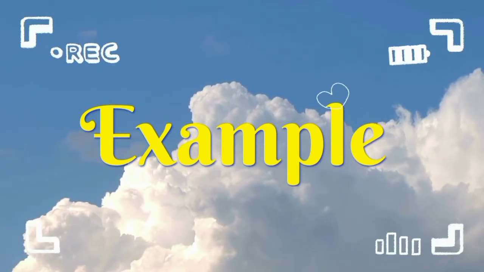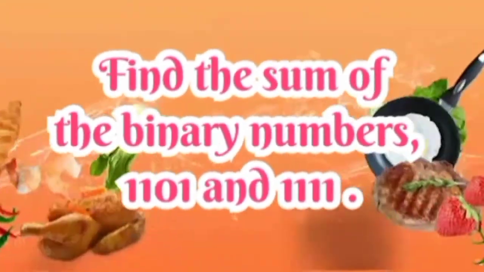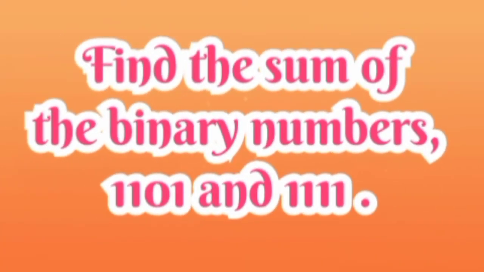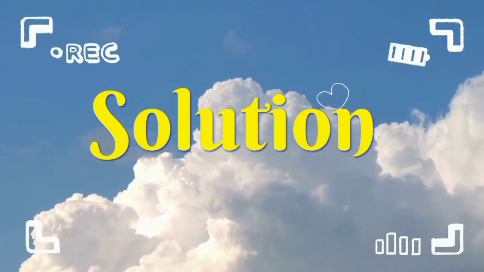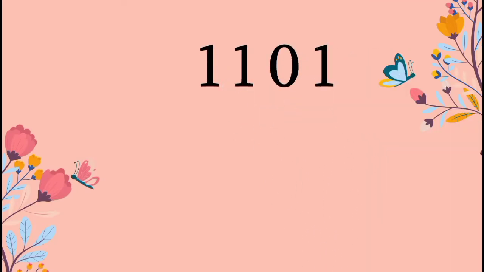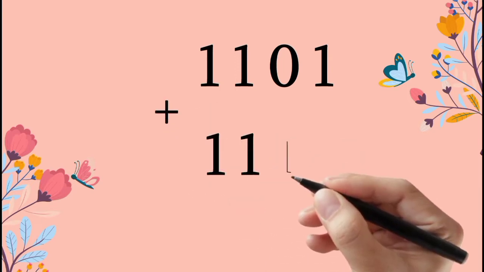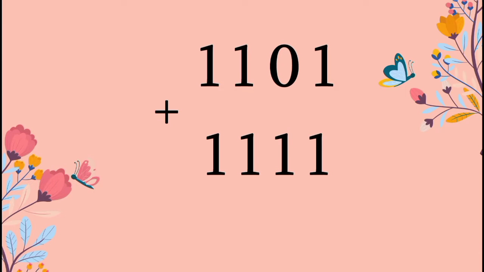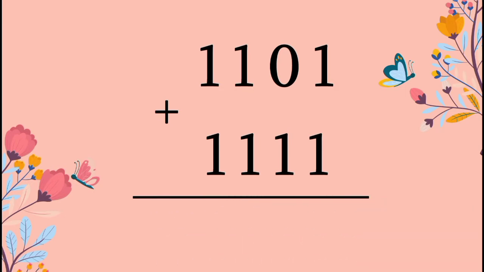Let's take this example. It reads, find the sum of the binary numbers 1101 and 1111. Now let's take the solution. Before we start, you need to note that 1 plus 1 in base 2 is equal to 10. So here we have 1101 plus 1111.